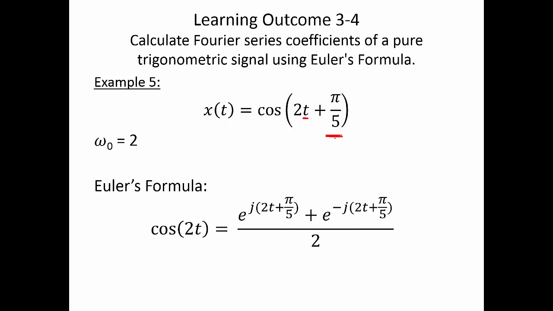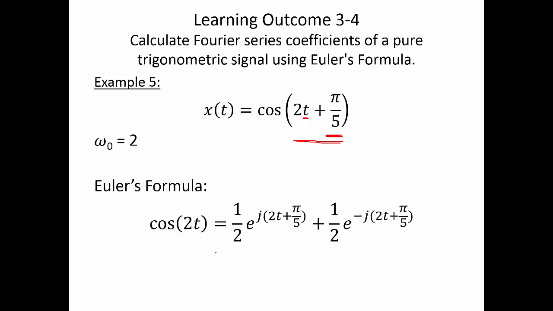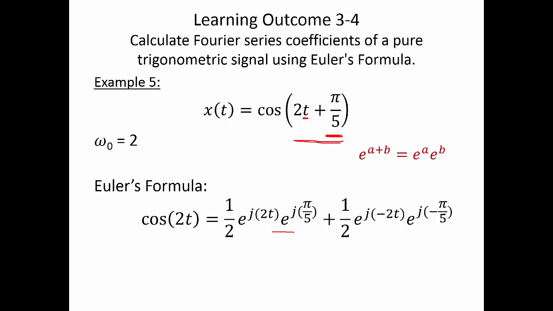But now we take everything that was inside of those parentheses, and all of that goes into the exponential. Remember when we have a term with a sum in the exponent, that e to the a plus b is going to be e to the a times e to the b. So there was this sum here. We're going to have to use that property. That's going to expand our terms, e to the j 2t times e to the j pi over 5.